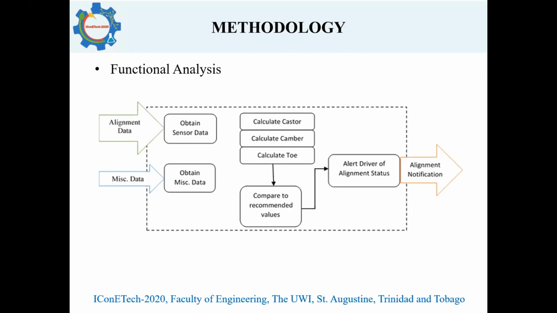So we started by looking at how to collect some alignment data as well as any additional data. And this process is the obtaining process, so the data gathering process. Then whatever data we collected, we would then calculate the caster, camber, and toe. And then these values would then be compared to recommended values. And if any were out of alignment, or even if it's in alignment, this would then result in alerting the driver, which is more or less an alignment notification.